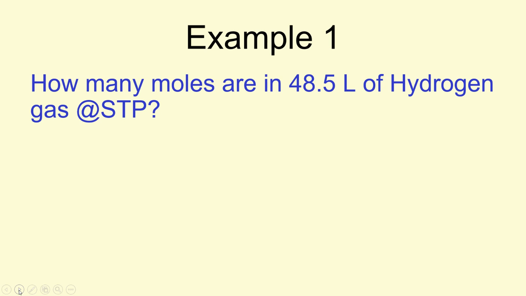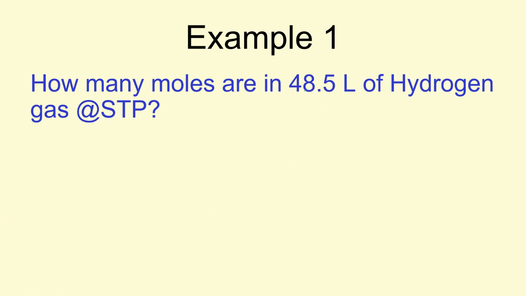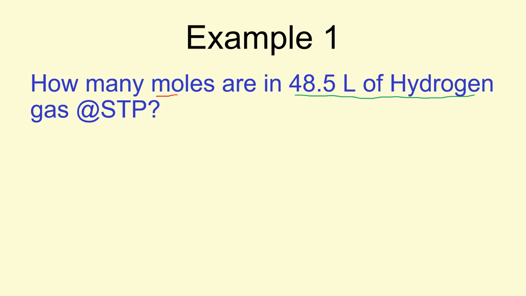Let's look at a couple of examples. So here's our first example. How many moles are in 48.5 liters of hydrogen gas at STP? So just like we do before, we always want to pick out our given and our goal. So in this case, my given is going to be the 48.5 liters of hydrogen gas. And then my goal is going to be moles. So we want to know how many moles are in that volume.